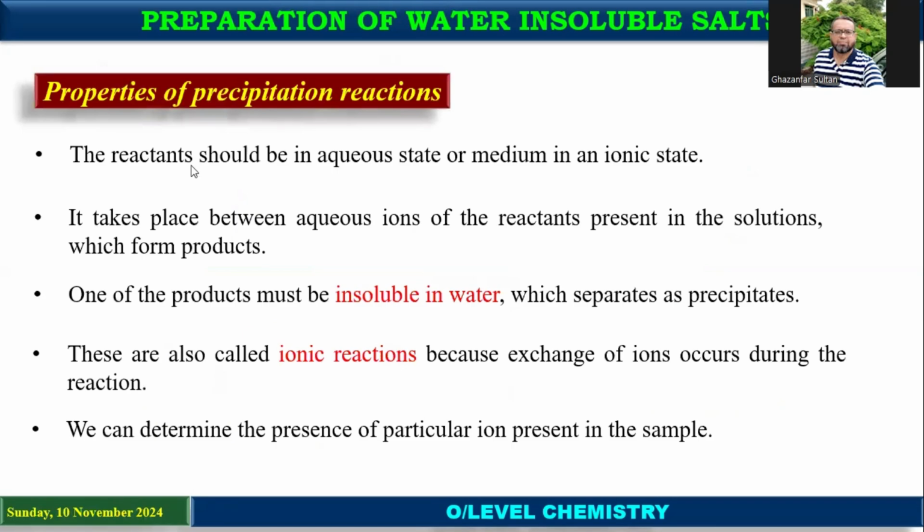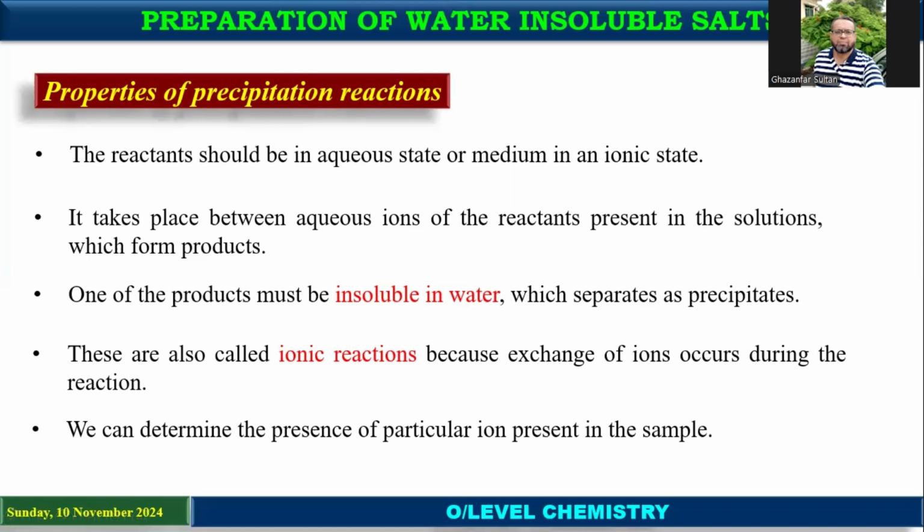Properties of precipitation. The reactants should be in aqueous state or medium in an ionic state. Okay. Aqueous state means a medium in an ionic state where they are in the form of their separate ions. When they are separate, then they can combine with others. It takes place between aqueous ions of the reactants present in the solution which form products. You have seen several reactions in this video. One of the products must be insoluble.